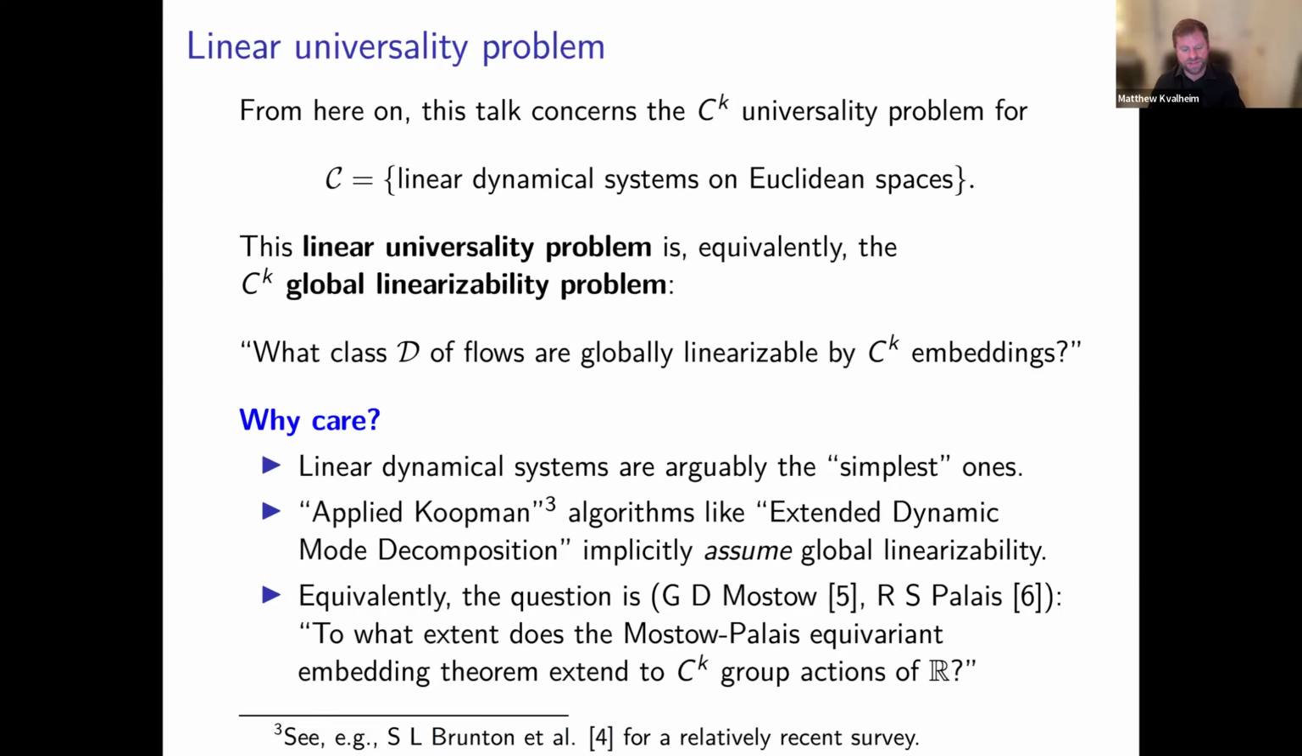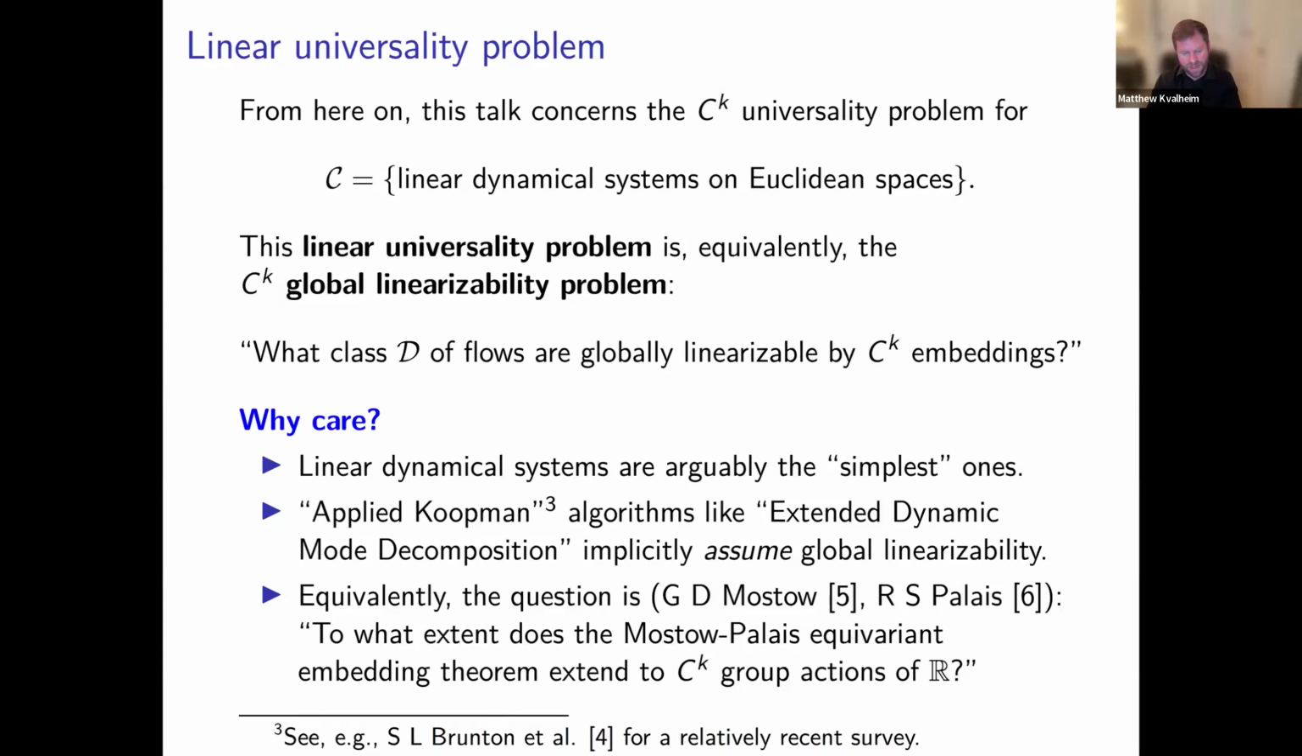And if you're asking, why should you care about this? Well, I'd argue that linear dynamical systems are the simplest ones, and therefore this is the most natural universality question to ask. Over in the applied world, there's this resurgence of Koopman operator theory. People are interested in using it to actually learn things about unknown nonlinear dynamical systems where you have, let's say, trajectory or observations of trajectories or just observing some scalar valued functions. And these algorithms implicitly assume global linearizability. And so the dynamical systems better be globally linearizable if these algorithms can have any hope of succeeding.